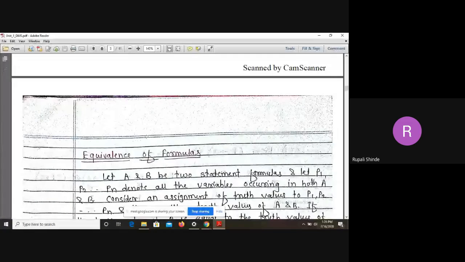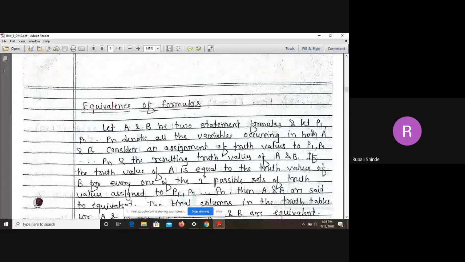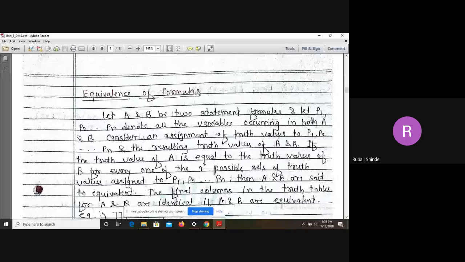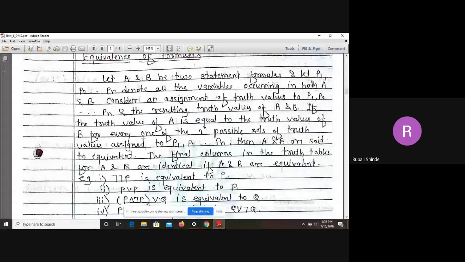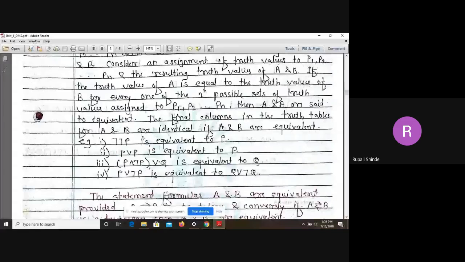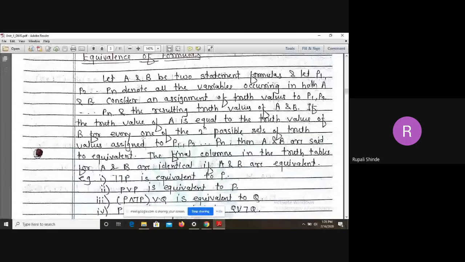Now we have to see the next point, equivalence of formulas. We have already seen how to recognize whether two formulas are equivalent or not. For that we have taken one note. Can you tell me what that note was? How to recognize whether two formulas are equivalent or not? There are two different methods by which we can say whether two formulas are equivalent or not.